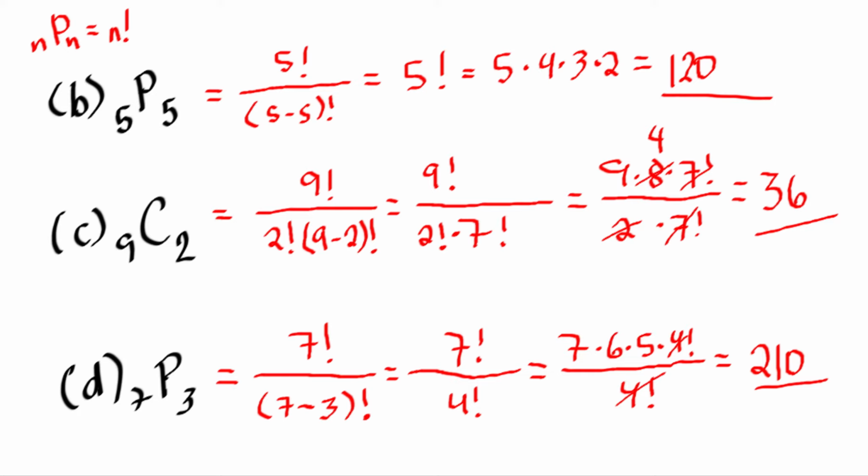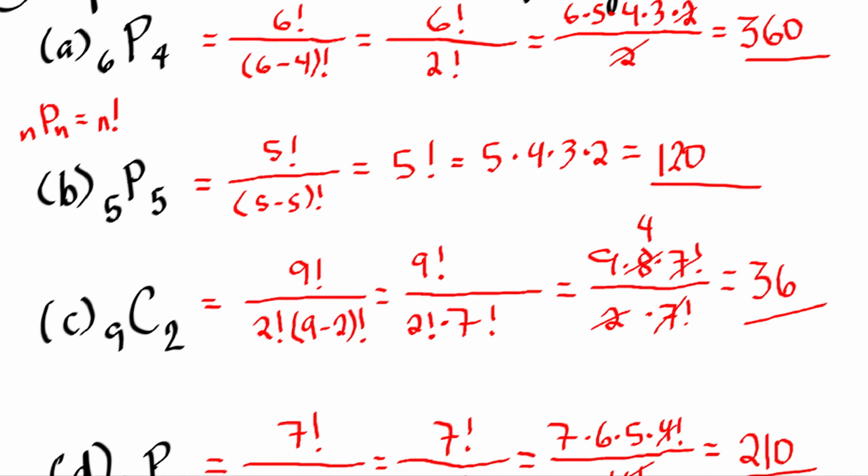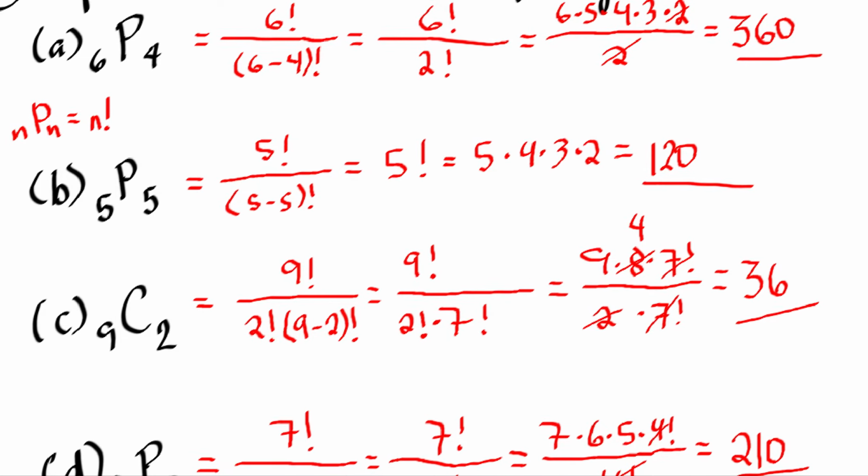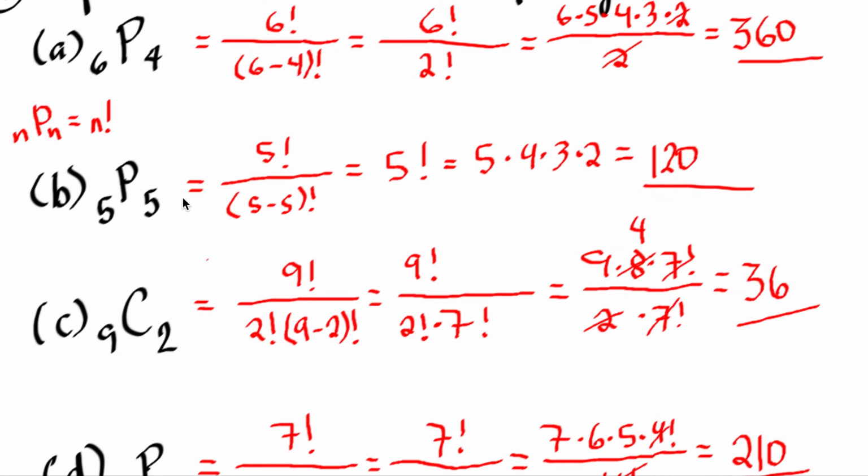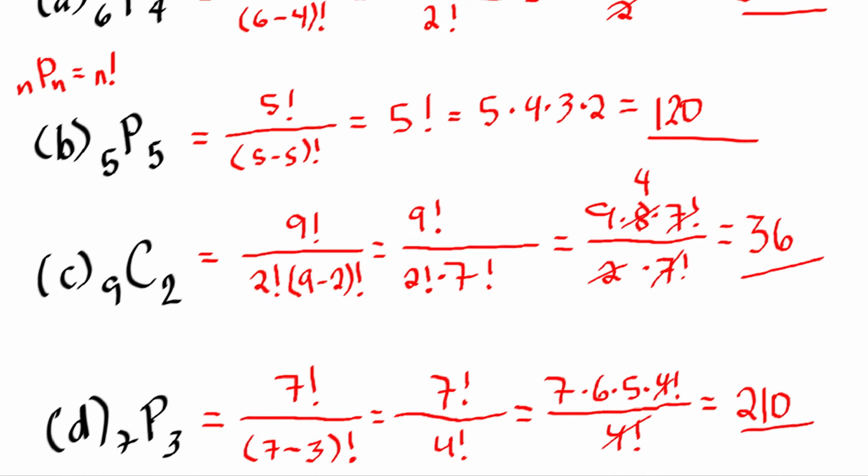Okay, so we're done with number 2. Actually, you can check all of the solutions in a calculator. Try to check if it works. So 6P4, let me do that likewise. In a calculator, 6P4 is indeed 360. That's correct. 5P5 is trivial, that's 120. 9C2 is 36. That's correct. And for letter D, 7P3 is indeed 210. So that's correct. Let's go to number 3 now.